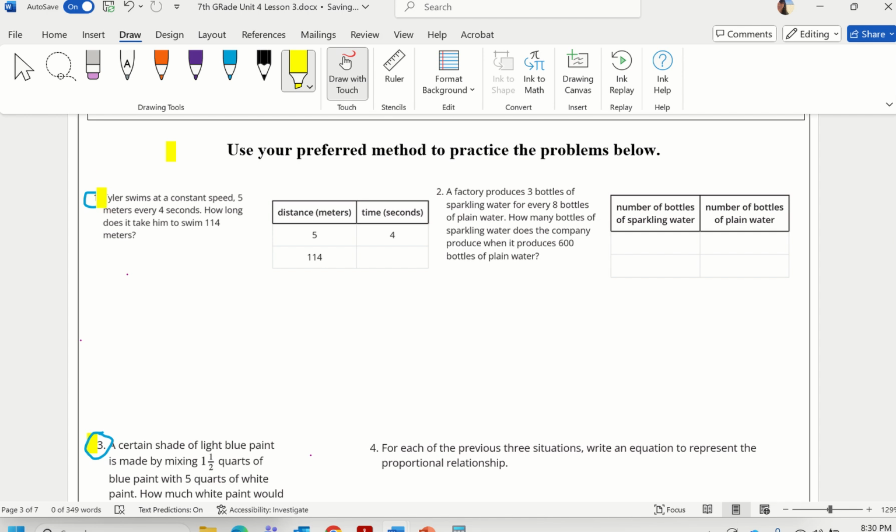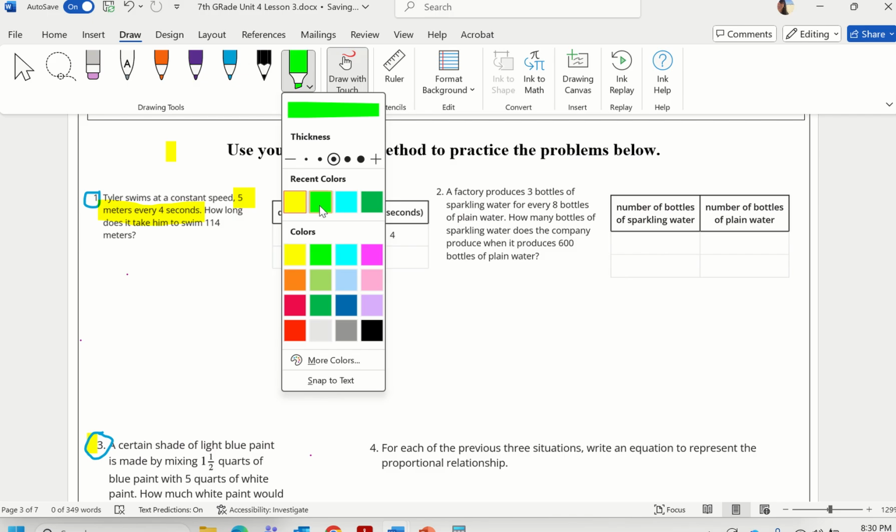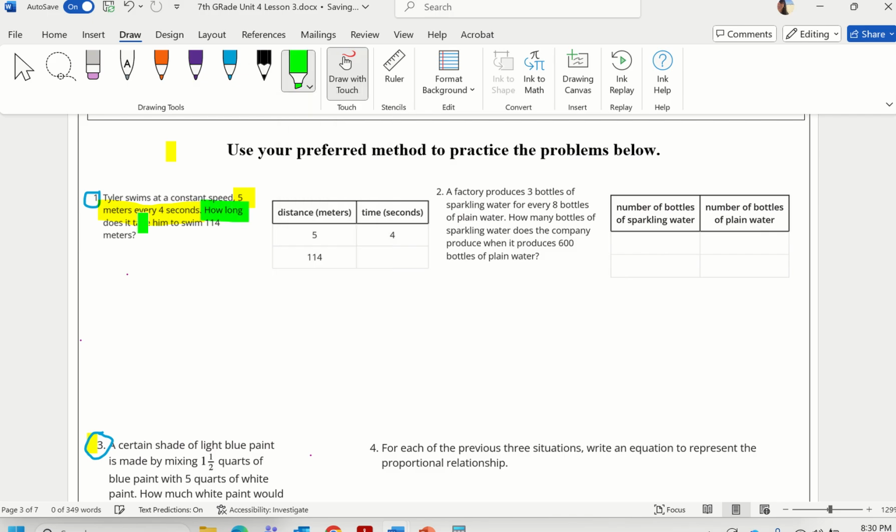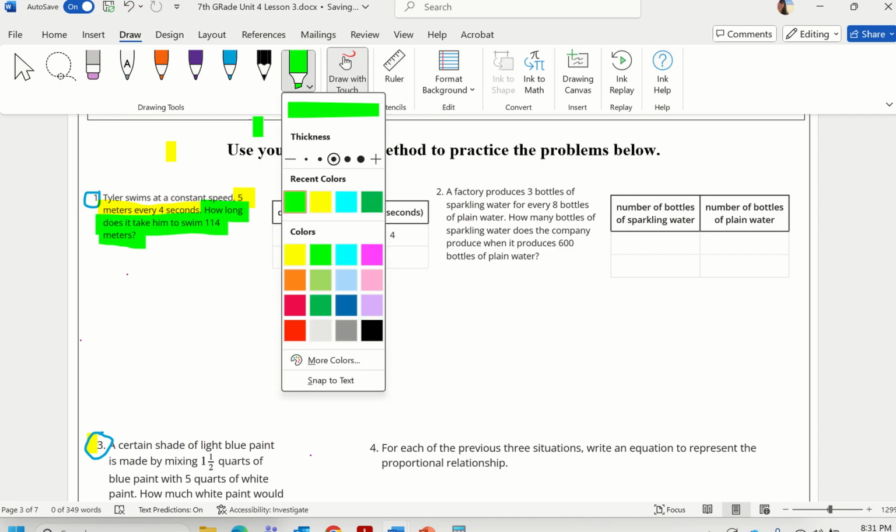Question number 1 says, Tyler swims at a constant speed, 5 meters every 4 seconds. How long does it take him to swim 114 meters? So first, I'm going to highlight the information that we're given. 5 meters for every 4 seconds. That's the ratio. I'm also going to highlight the question that we're trying to ask. How long does it take him to swim 114 meters?